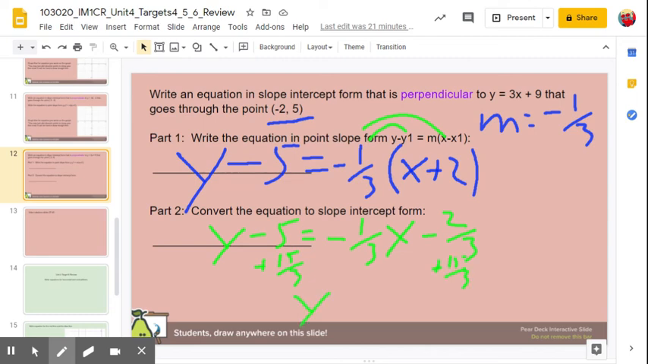Okay, so I get y equals negative 1/3 x plus 13/3. Sweet. It would have been acceptable if you want to change that to a mixed number. Some of you might have said y equals negative 1/3 x plus 4 1/3. Some of you may have used your calculator and made it a decimal number, right? You might have y equals negative 1/3 x plus 4.33 or something like that. That would have been acceptable as well.